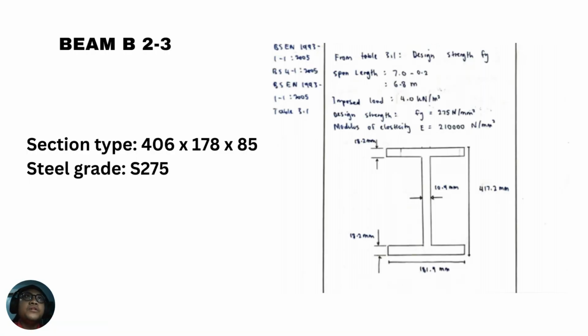Next we go to beam B23. The section type is 406 times 178 times 85. The steel grade is S275. The span length is 6.8 meters. The imposed load is 4.0 kN per meter squared.